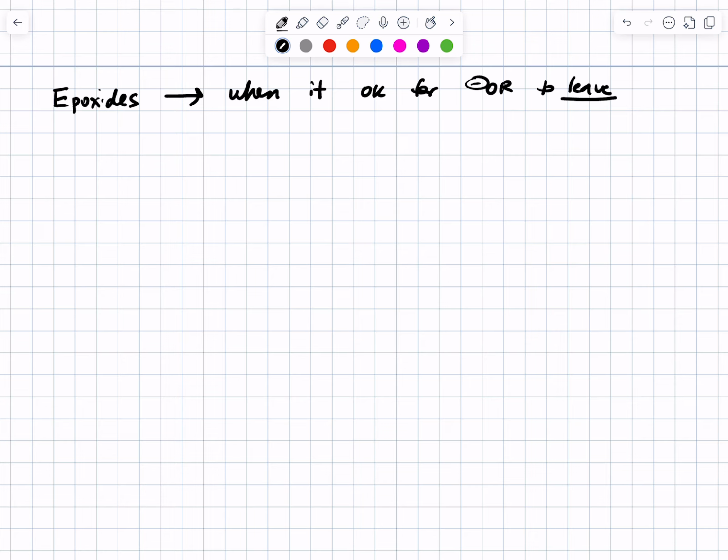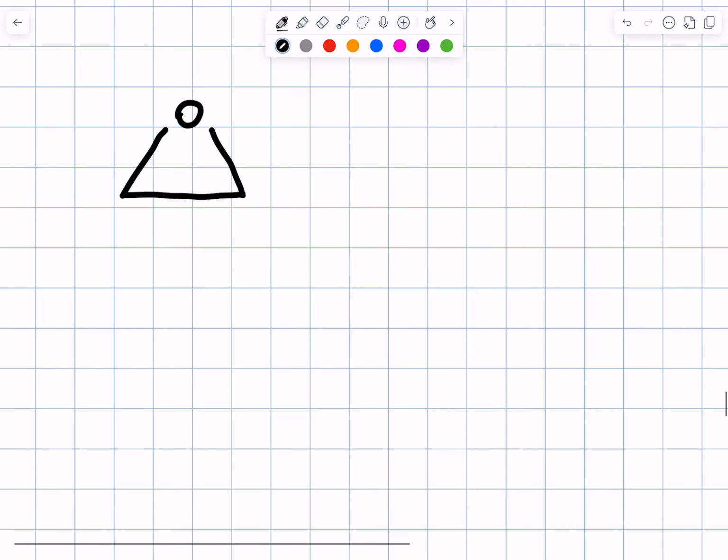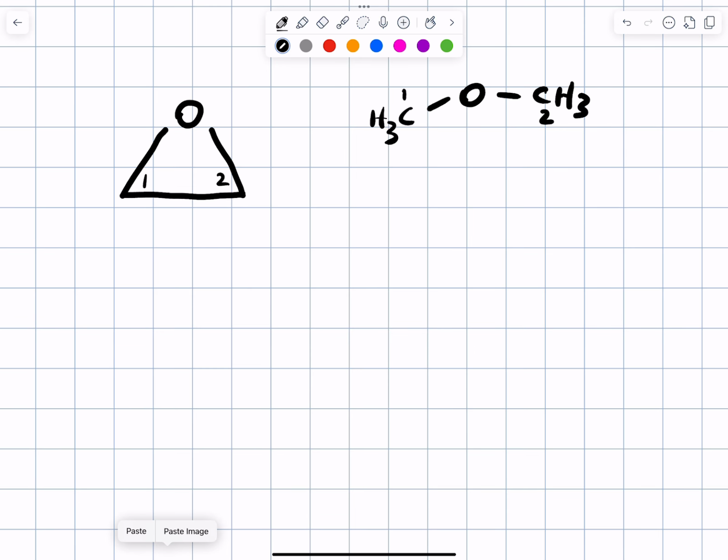Epoxides are the exception that prove the rule. An epoxide is a 3-membered ring containing an oxygen. An epoxide is an ether. We'll call this carbon 1 and carbon 2. An ether is any molecule in which an oxygen is attached to 2 carbons. It just so happens that in an epoxide, those 2 carbons are attached to each other.